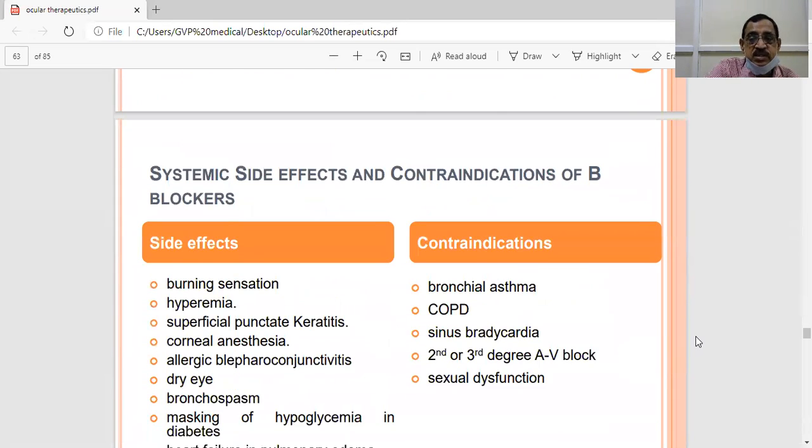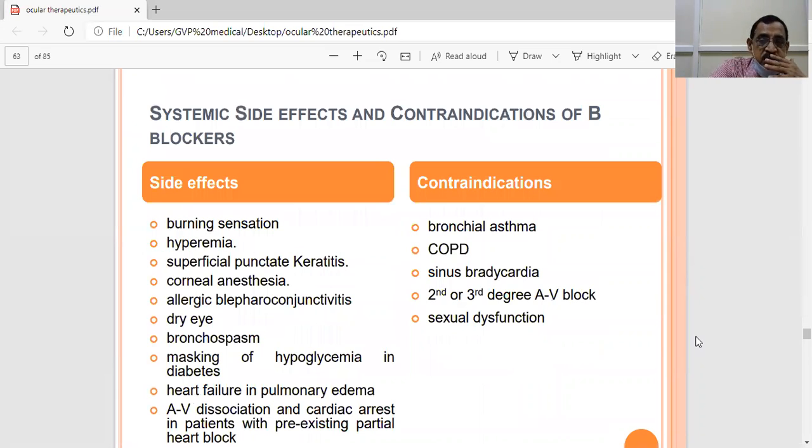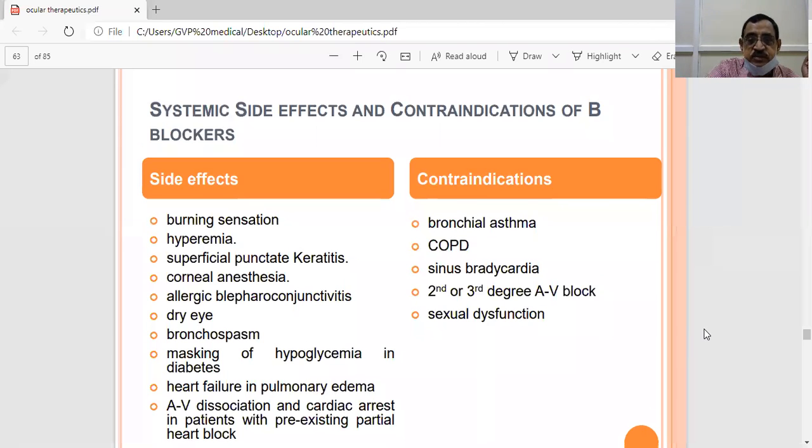Side effects and contraindications of beta blockers. Side effects are burning sensation, hyperemia, superficial punctate keratitis, corneal anesthesia, allergic blepharoconjunctivitis, dry eye, bronchospasm, masking of hypoglycemia in diabetics, heart failure and pulmonary edema, AV dissociation, and cardiac arrest in patients with pre-existing partial heart block. The contraindications are that it should not be used in bronchial asthma, COPD, sinus bradycardia, second and third degree AV block, and sexual dysfunction.